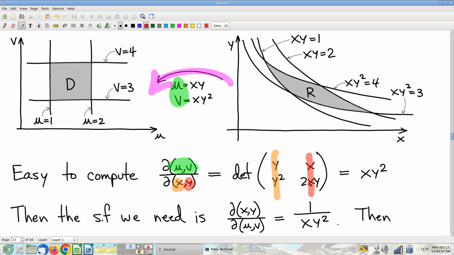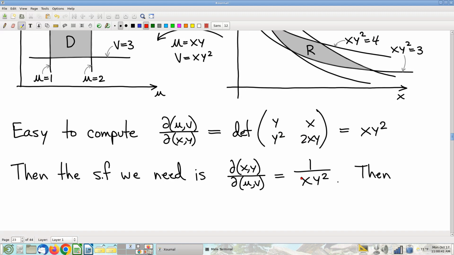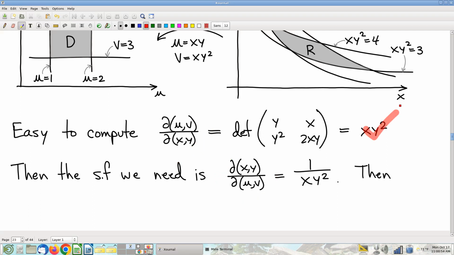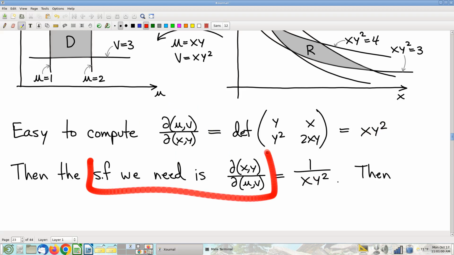What we're going to need is the other. We're going to need partial xy, partial uv. And this is where we cite the result from above. These two things here are reciprocals of each other. And so if this one is xy squared, then this one is 1 over xy squared. And I claim this is the stretching factor that we need.